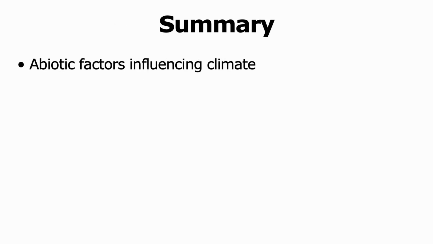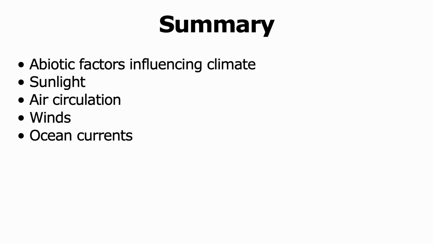With this, we come to the end of our talk where we learned about different abiotic factors that can influence the climate on Earth. We learned about the effects of sunlight, air circulation, winds, and ocean currents on the climate of different regions. We also learned about how changes in climate can be detrimental when they are very rapid.